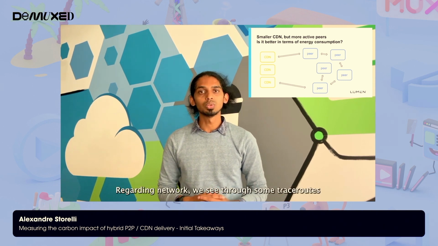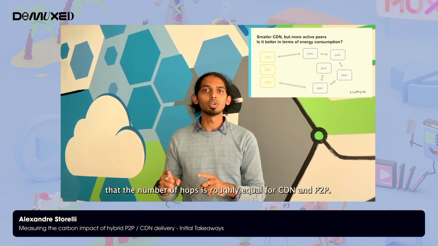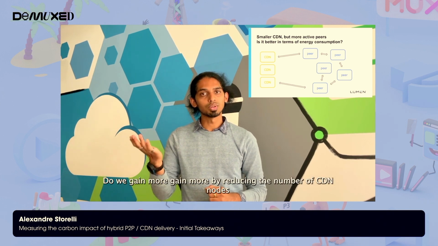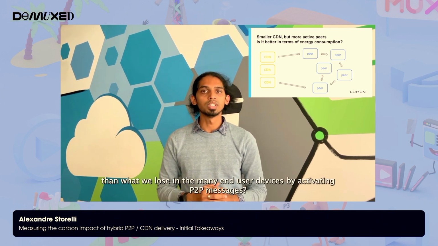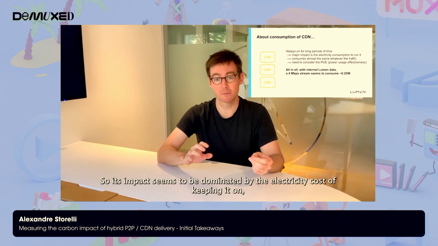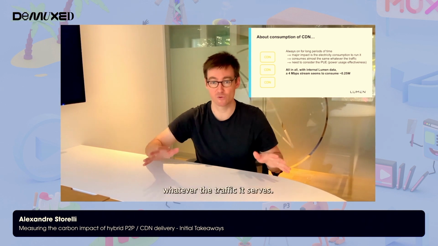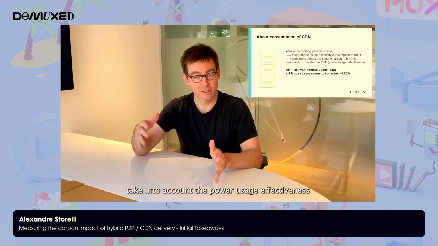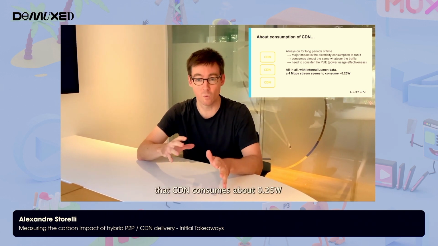Regarding network, we see through some traceroutes that the number of hops is equal for both CDN as well as P2P. So we are left with a simpler question: do we gain more by reducing the number of CDN nodes than what we lose in the many end-user devices by activating P2P? About CDN, it's on and always on for a long time, like multiple years. So its impact seems to be dominated by the electricity cost of keeping it on, whatever the traffic itself. So we consider the available throughput with a safety margin, take into account the power usage effectiveness, and find, for example, that a CDN consumes about a quarter of a watt per viewer for a 4 megabit stream.